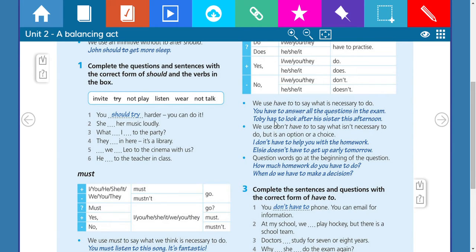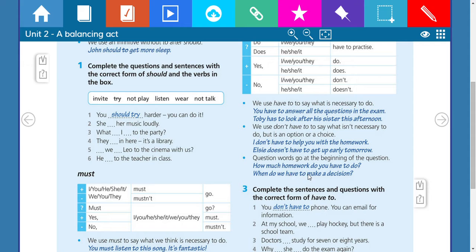Look after, cuidar, okay? Don't have to is used to say what isn't necessary to do, but it's an option or choice. I don't have to help you with the homework because it's your homework. If I want to do it, I can do it. Elsie doesn't have to get up early tomorrow. Maybe tomorrow is Sunday. Well, she can sleep late. In question words, the question word goes at the beginning of the question. How much homework do you have to do?